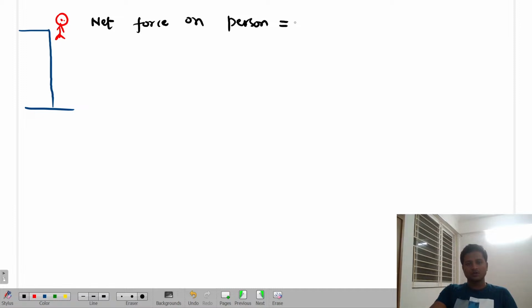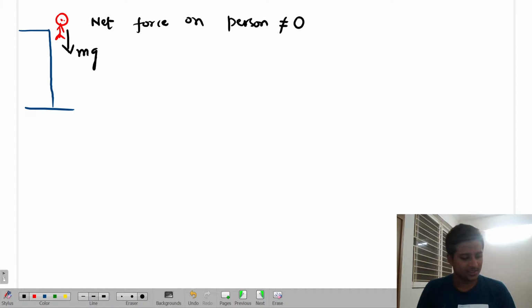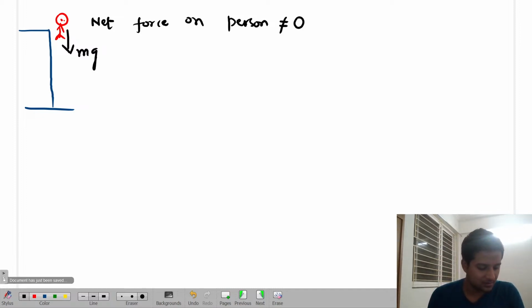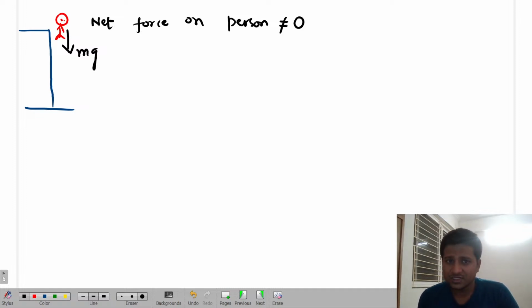Is net force zero? It's not zero. Why? Because the body is getting attracted towards the center. Are you able to get me or not? So this particular body will definitely have weight mg downwards. So the net force on the person is still not zero.